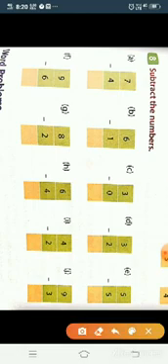6 minus 1 equals. So what do we do here? We will draw 6 circles. 1, 2, 3, 4, 5, 6. And what do we do now? We will cut 1 circle. Now count how many circles are left here. 1, 2, 3, 4, 5. So the answer is 5.